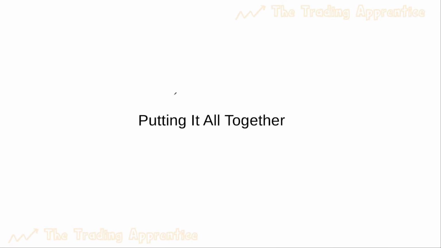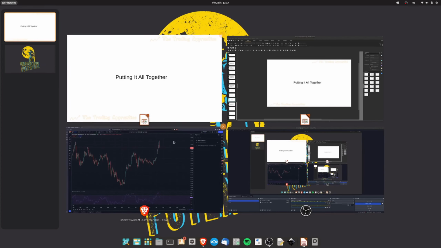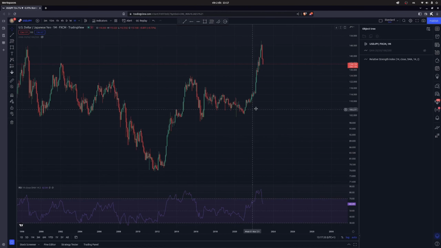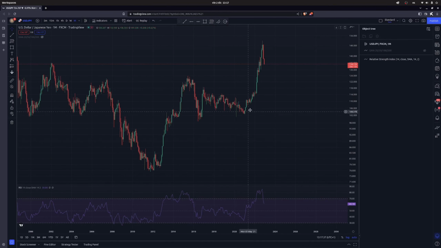So let's see if we can put everything we've learned so far together and see if we could have traded here a trend reversal in this area. As we can see, there was a clear downtrend and a trend reversal. So first things first, let's make sure that we are on the monthly and let's try to draw some support and resistance key areas near those price levels.